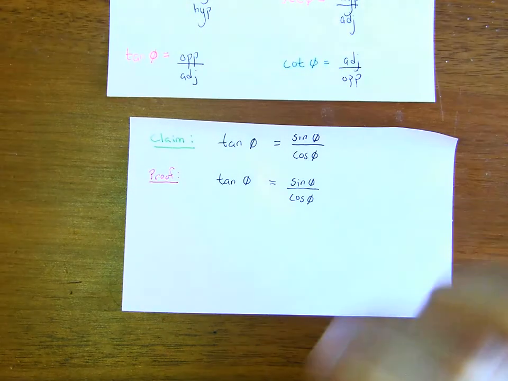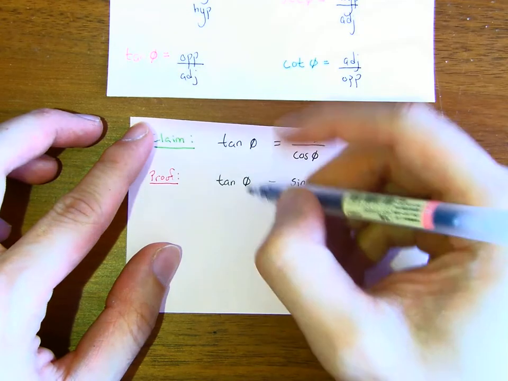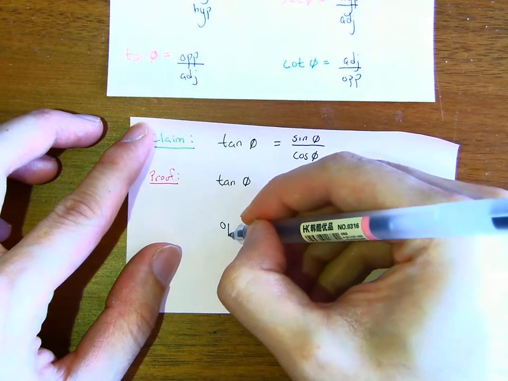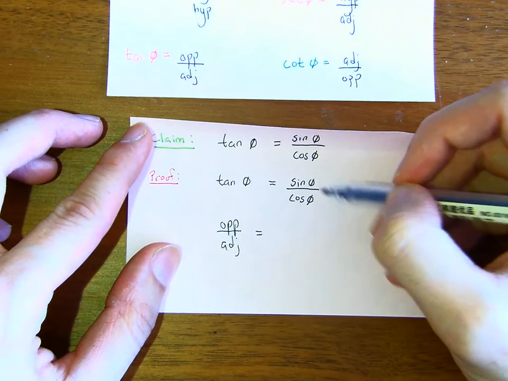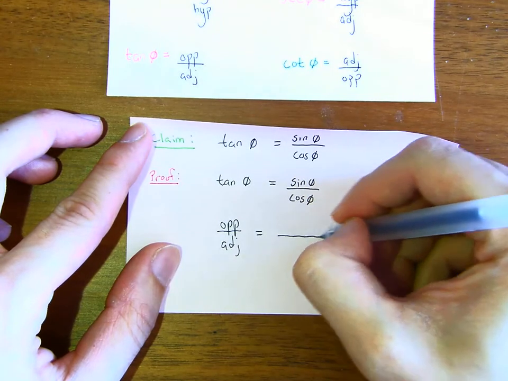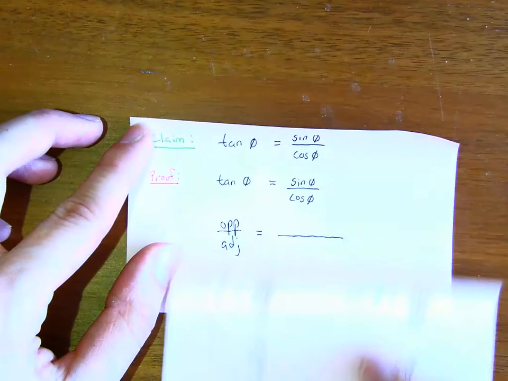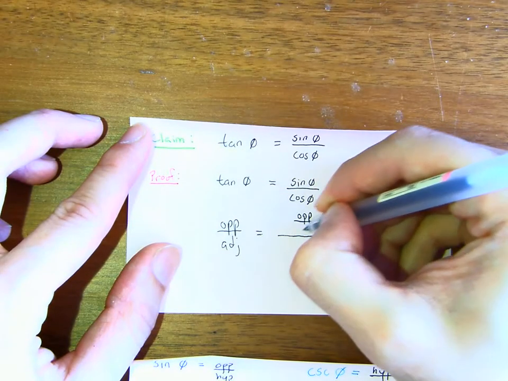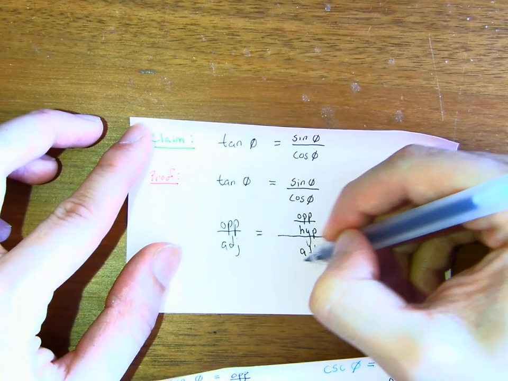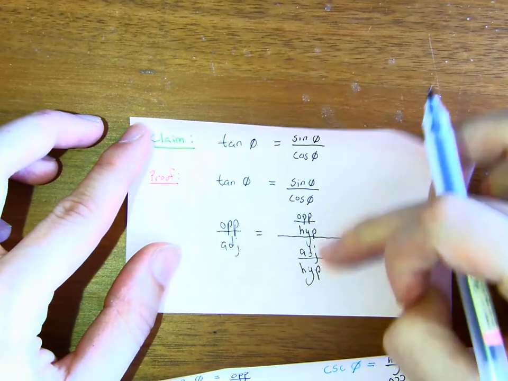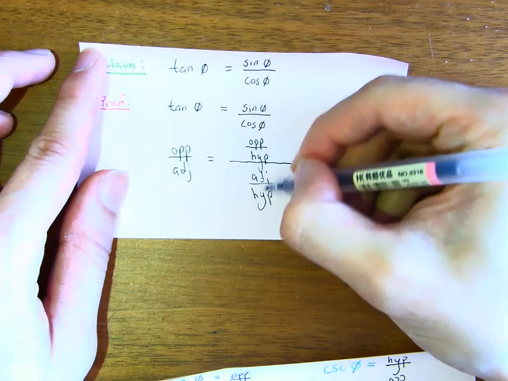So let's take a look here, and what I want you to do is go through the proof with me. What is tangent theta equal to? Tangent theta is opposite over adjacent, right? What is sine of theta? Sine of theta is opposite over hypotenuse. And what's cosine of theta? Cosine of theta is adjacent over hypotenuse. So notice that we have a fraction divided by another fraction.